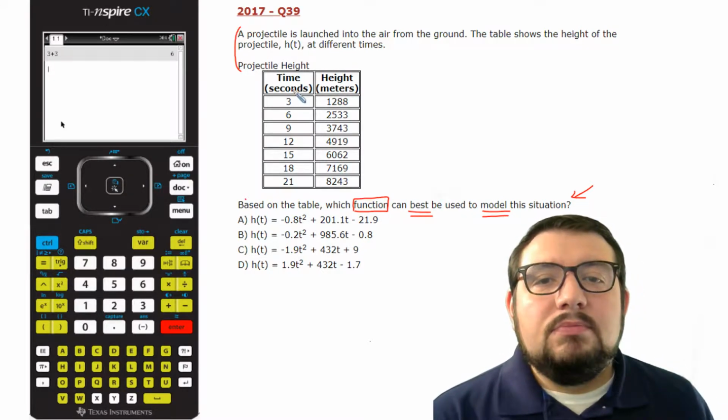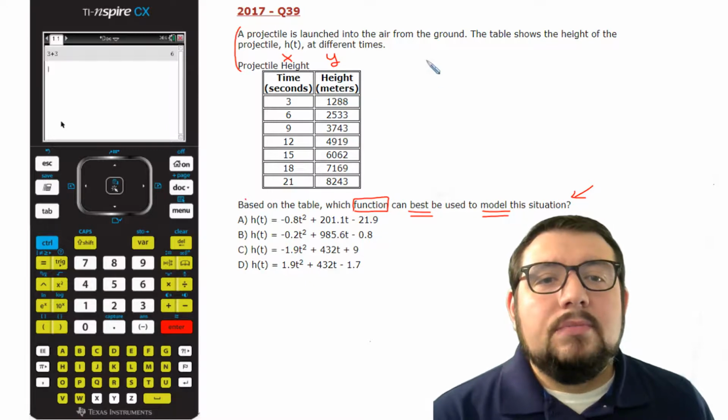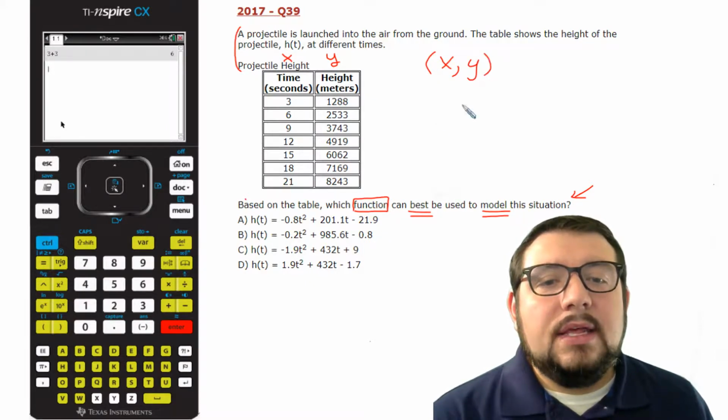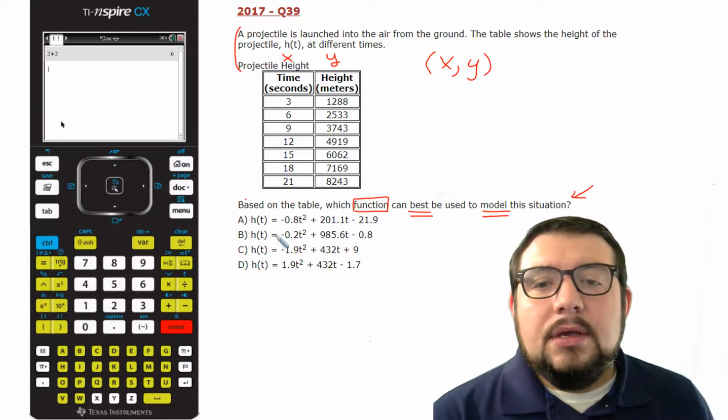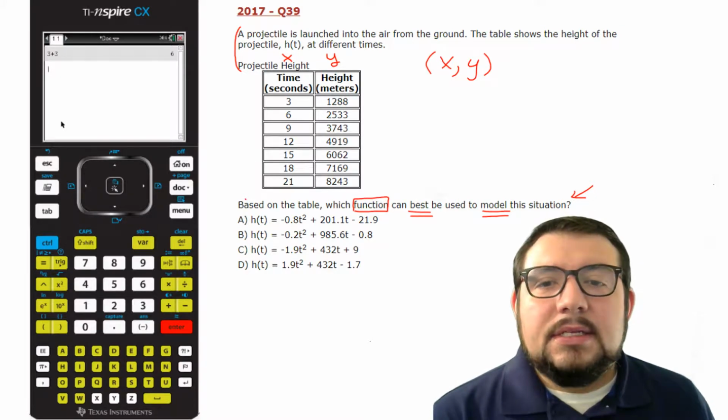The most important thing to realize here is that I have x's on the left and I have y's on the right. So basically I can start thinking of these as ordered pairs. In other words, and that's what a function is, I put in an x and I get out a y. Okay, so let's take a look here at what we can figure out based on that.